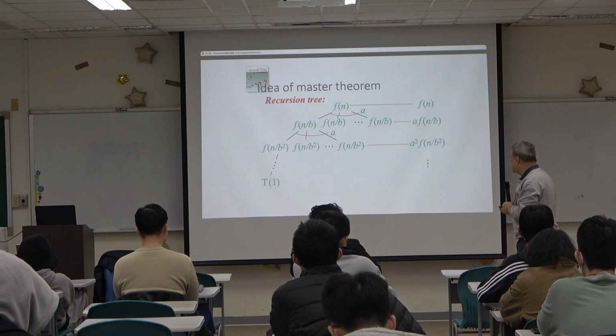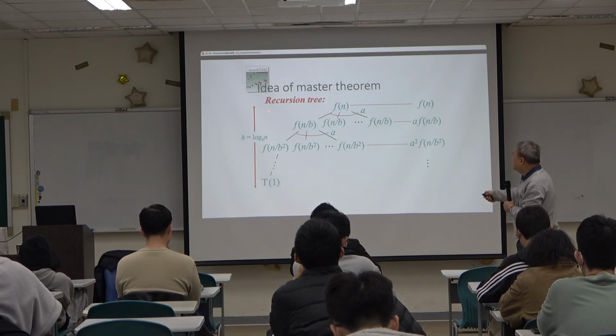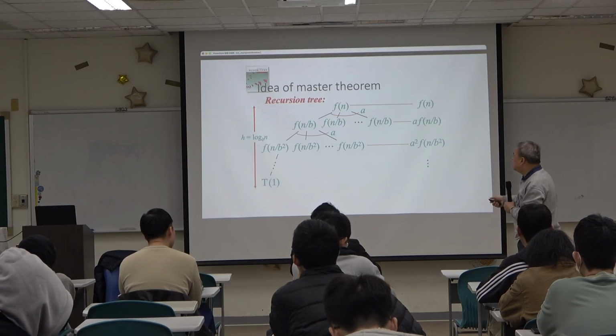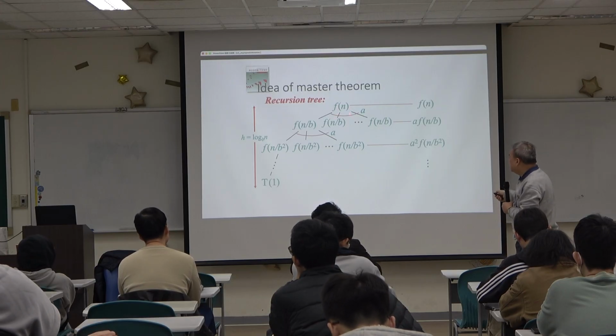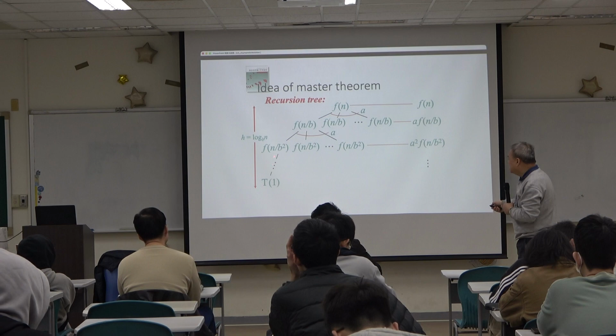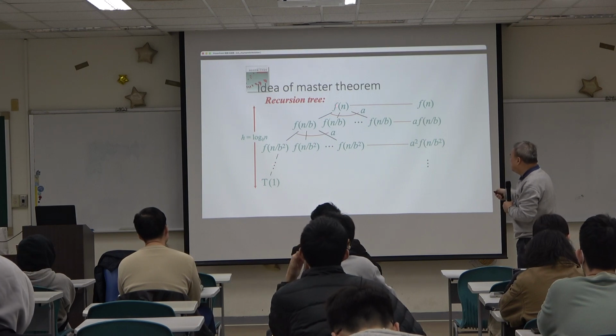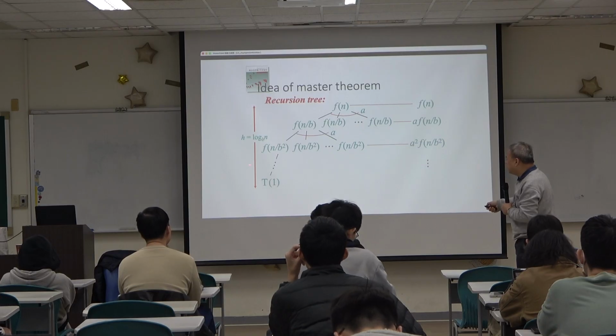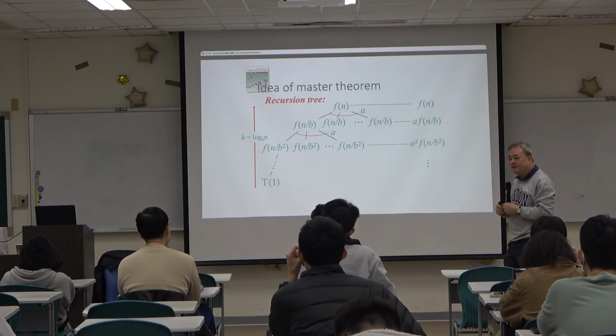So eventually, the height. What is the height? Each time n gets divided by b, right? So eventually you reach 1. So basically the number of levels of this tree is log base b of n, right?